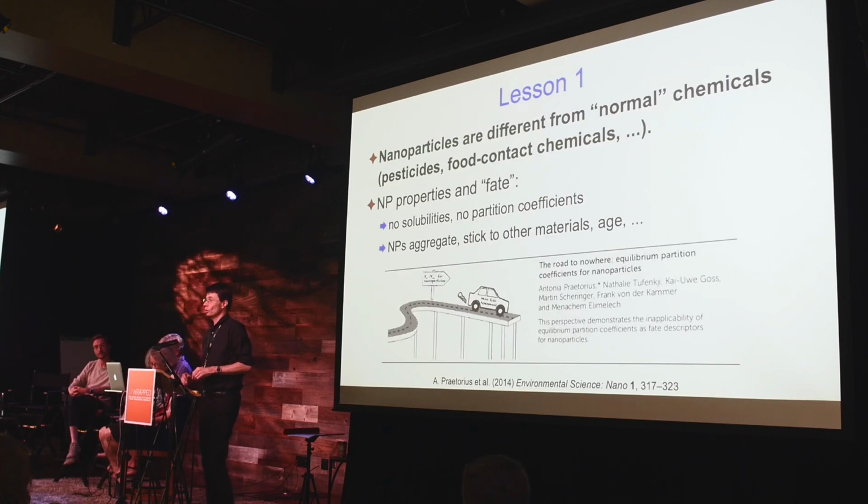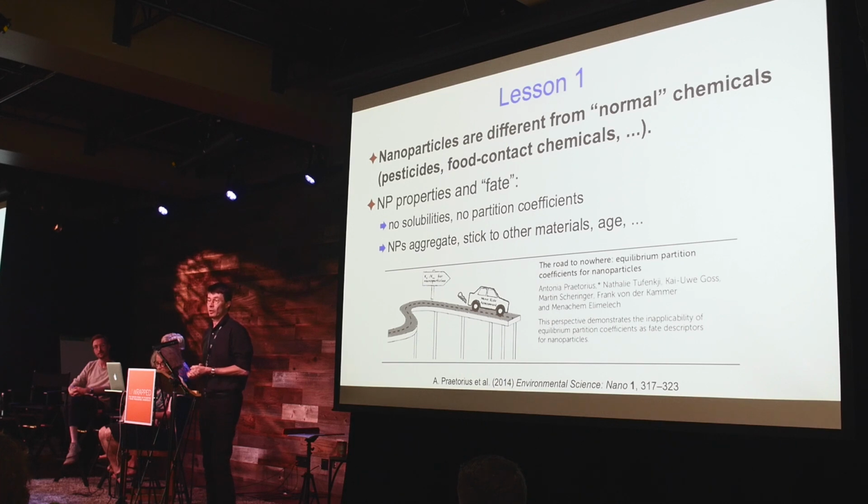A few words on each of these lessons. So number 1, nanoparticles are different from normal chemicals. As I said, they have properties that are different. For normal chemicals, we have properties such as solubility in water, or volatility, a tendency to volatilize, or what we call partition coefficients, and this is the ratio of two solubilities in water and in lipids. And these partition coefficients are very important because they describe the tendency of a chemical to go into water or blood or lipids.